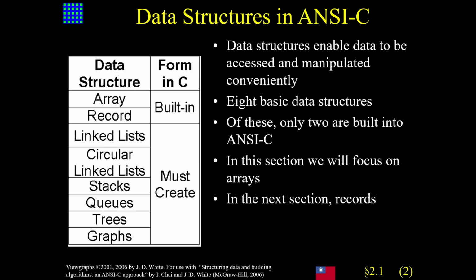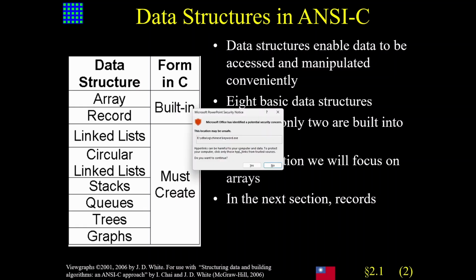They're not built in. We must create everything else. So we need to create graphs. We need to create neural networks. They're not built in. Okay? Or we find somebody's library who's already done it for us. So there are 8 basic data structures. 2 of them are in C. So in this unit, we'll be concentrating first of all on arrays, and then we'll discuss records.